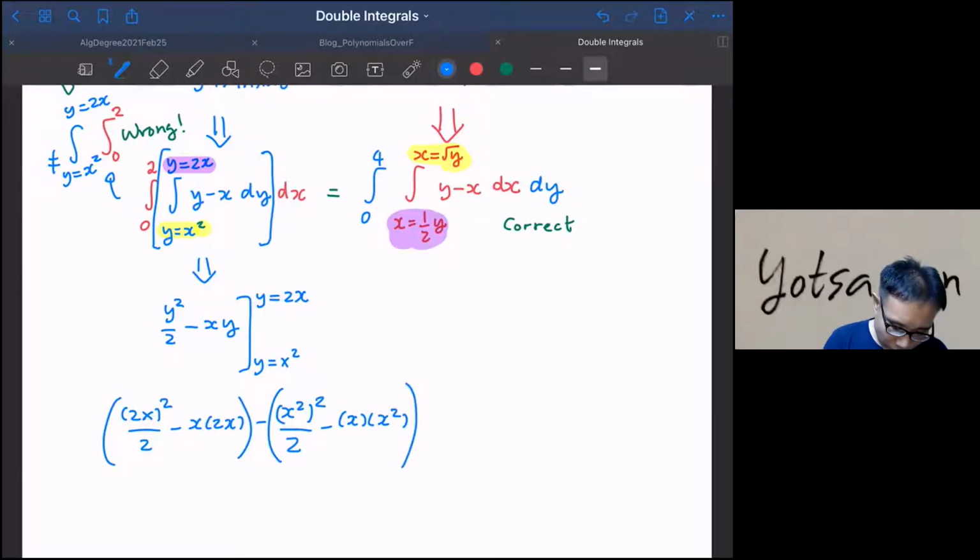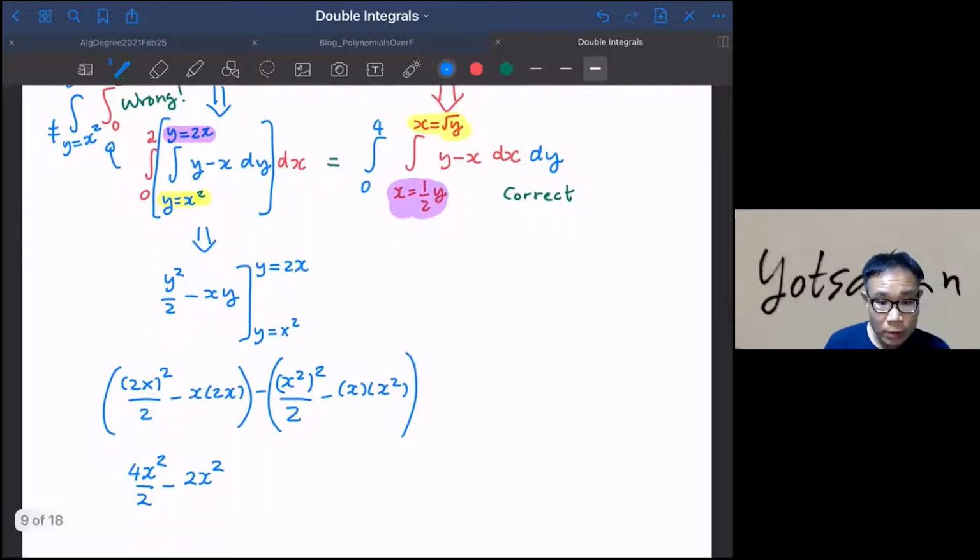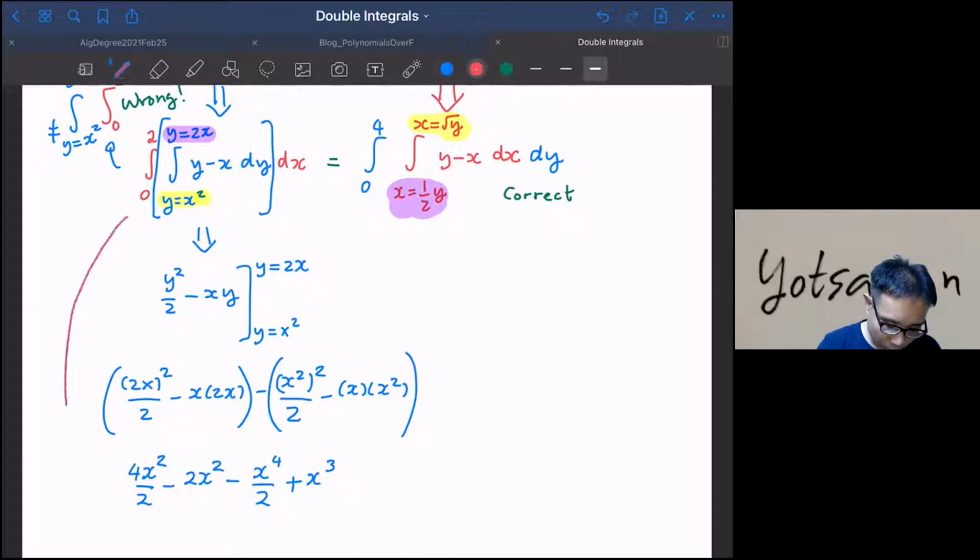So this will be 4x squared over 2, and you have 2x squared, minus x to the 4th over 2, and plus x to the 3rd. So this is just the integral that we have. And we copy down the outside, so it's 0 to 2 and dx.